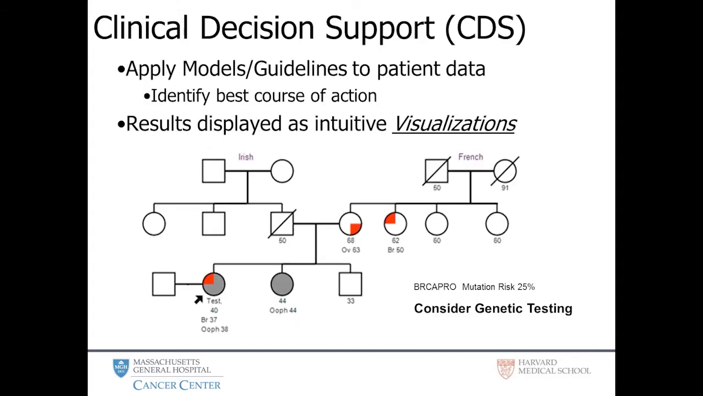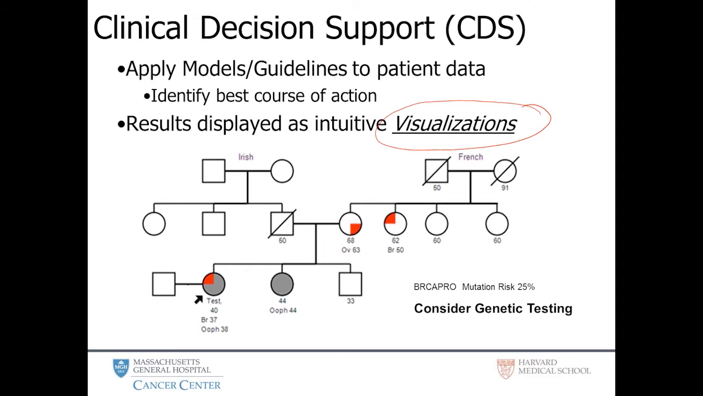Now, probably the best way to think about what we need to do next is what's called clinical decision support. And that's applying models or guidelines to patient data to identify the best course of action. It's using a computer to take the data that's available on the individual and then take what's known about that particular problem and associate that particular patient with that particular set of management strategies to find out what the best course is for that individual. Now, next is to display those results as what's called a visualization. It's a way to display a large amount of information in a relatively intuitive manner.